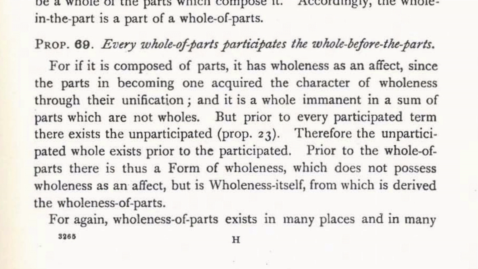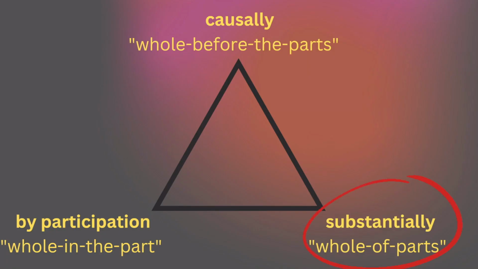To round off this set of propositions, let's go on to 69. This one reads, every whole of parts participates the whole before the parts. So he's saying that the whole of parts participates the whole before the parts. So if we were to number the three parts of our triangle here, 1, 2, 3, we saw in Proposition 68 that 3 participates 2, and now we're going to look at why 2 participates 1.